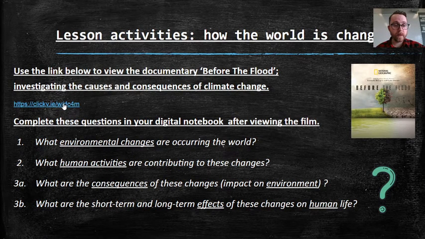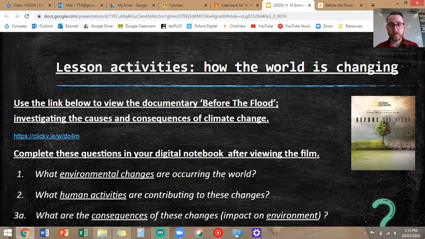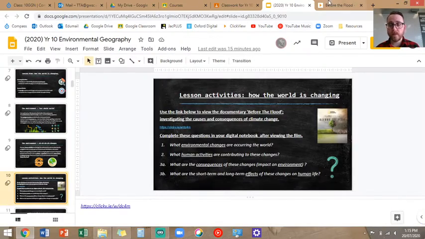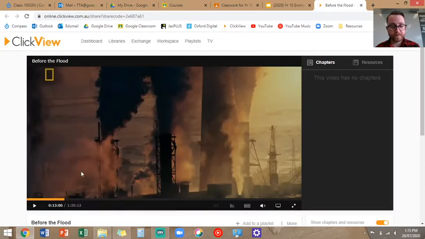You just need to use that link there to get into ClickView, and that will take you to the National Geographic documentary Before the Flood. It's about 90 minutes, so it will run for a full double period. You've got the full double period to watch the documentary, and while you're watching it, answer these questions. You can watch it and then answer the questions at the end, but I think it's easier for you to answer them throughout the documentary so you don't forget. You can pause the doco and write things down, and you can rewind, etc. I'll show you where that is located. You just need to click on that link and it'll take you to Before the Flood.